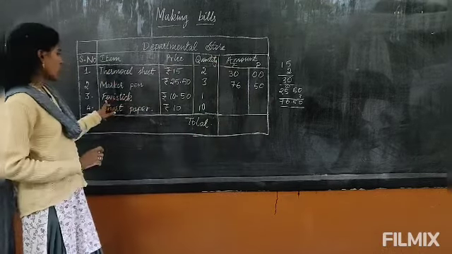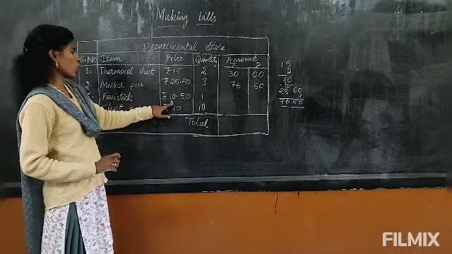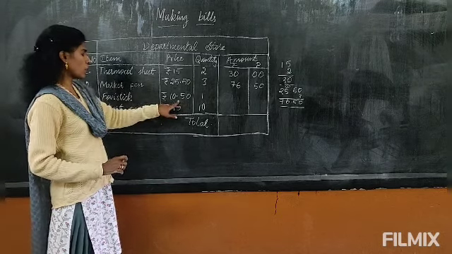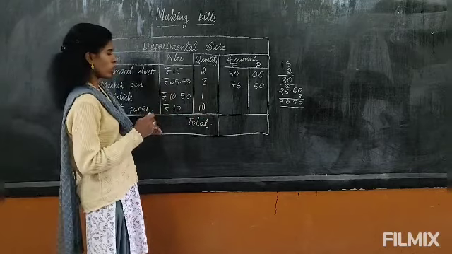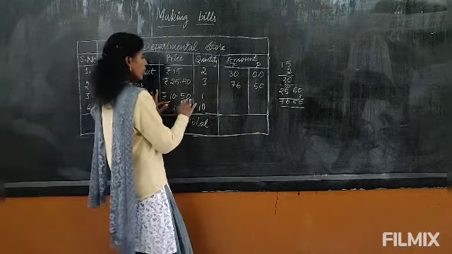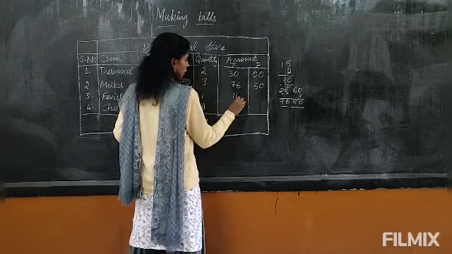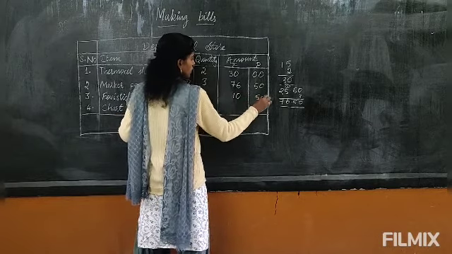Okay, now next one, you are buying Fevistick. Fevistick, one is 10 rupees and 50 paise, and we are buying only one quantity. So when it is only one quantity, you don't need to multiply, you can just write it. So it will be 10 rupees and 50 paise.